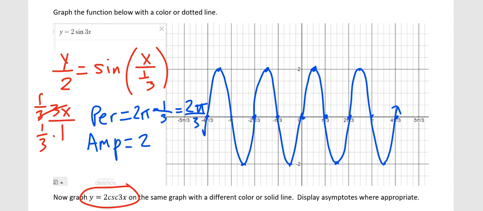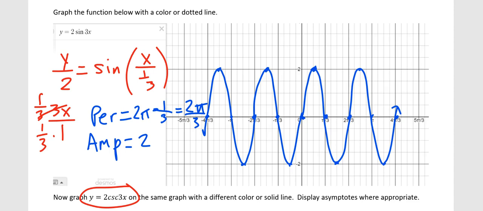Okay. And so if we're trying to graph the one at the bottom, 2 cosecant 3x, it's related to this one. So if you understand how to do 2 sine 3x, like we just did, then we can easily find the cosecant version of this. Now, I really need you to understand how to be able to do this so that you can do the next part. A reciprocal means you're flipping the fraction over, correct?